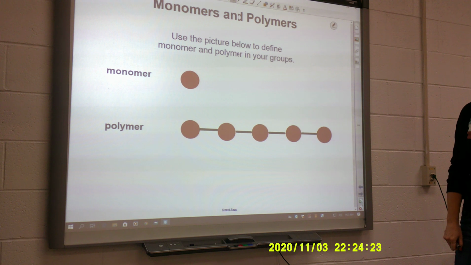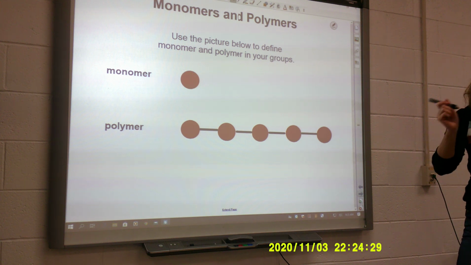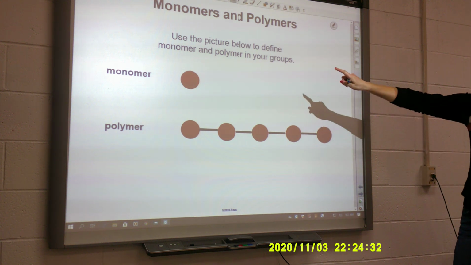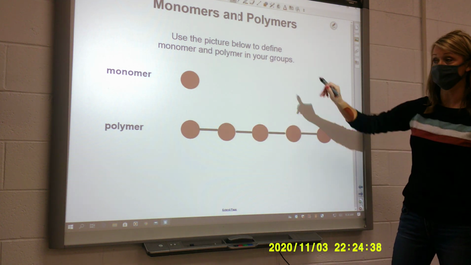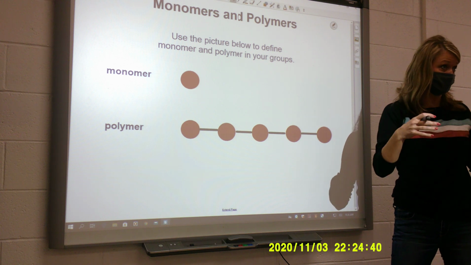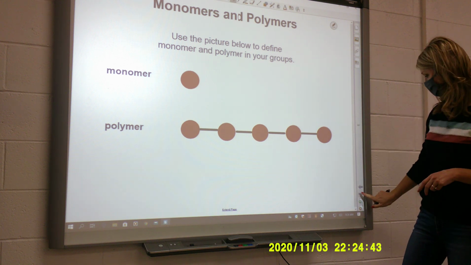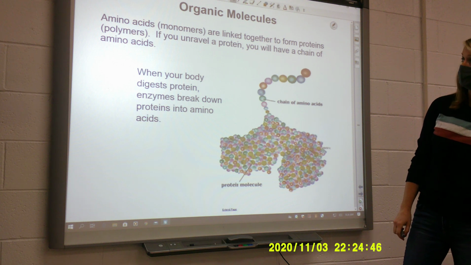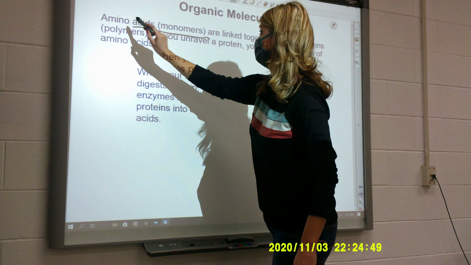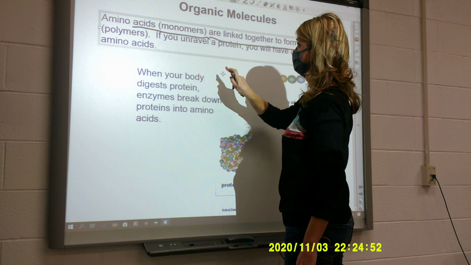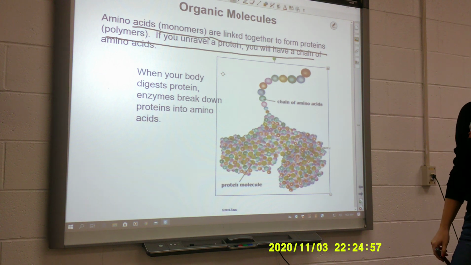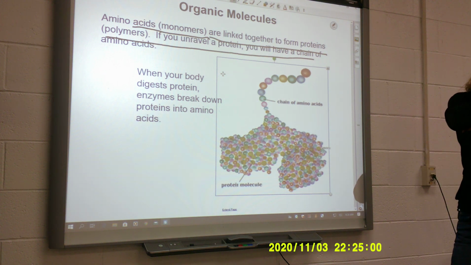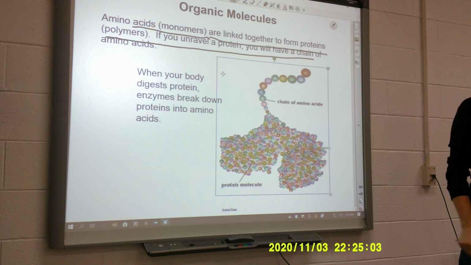Monomers and polymers. Use the picture below to define a monomer and a polymer in your group. We'll just do it out loud together. John, your eyes should be up here. All right, so a monomer would be one thing, and a polymer is many of those monomers stuck together to make a chain or connect them together. Amino acids. These are monomers. They're linked together to form proteins, which are polymers. If you unravel a protein, you will have a chain of amino acids. So all of those amino acids stuck together make a protein.